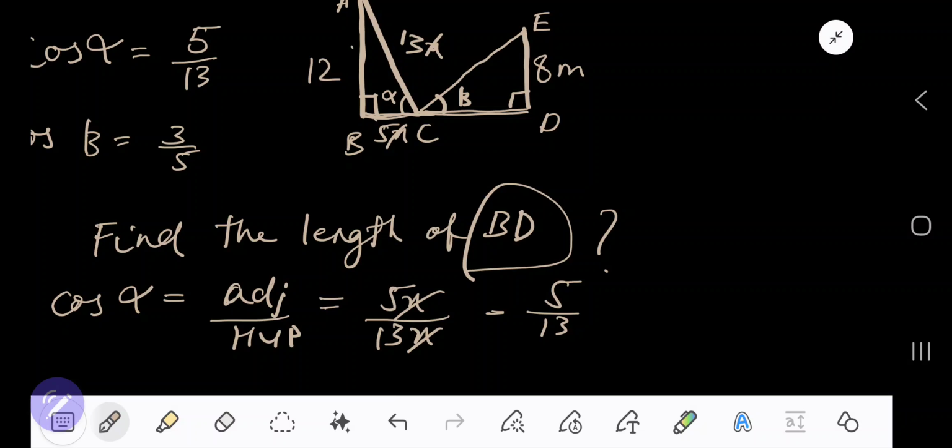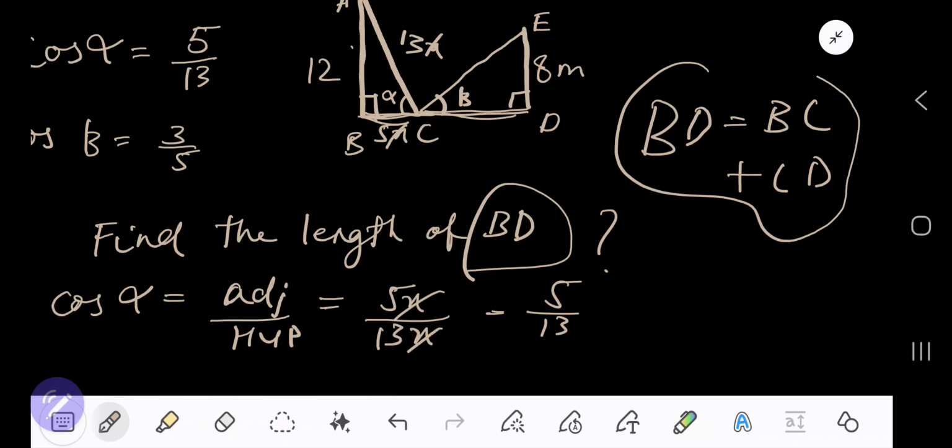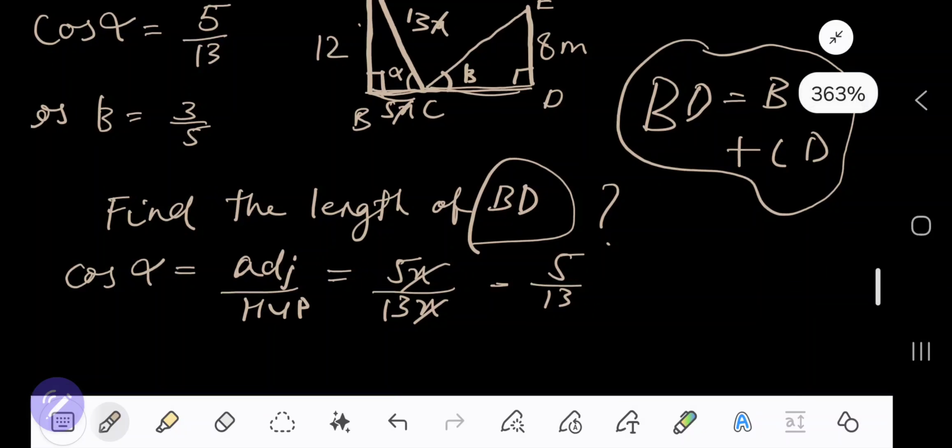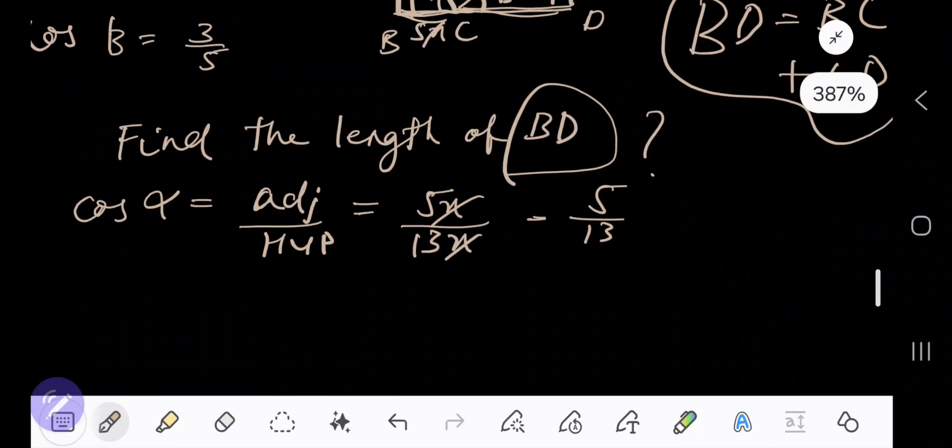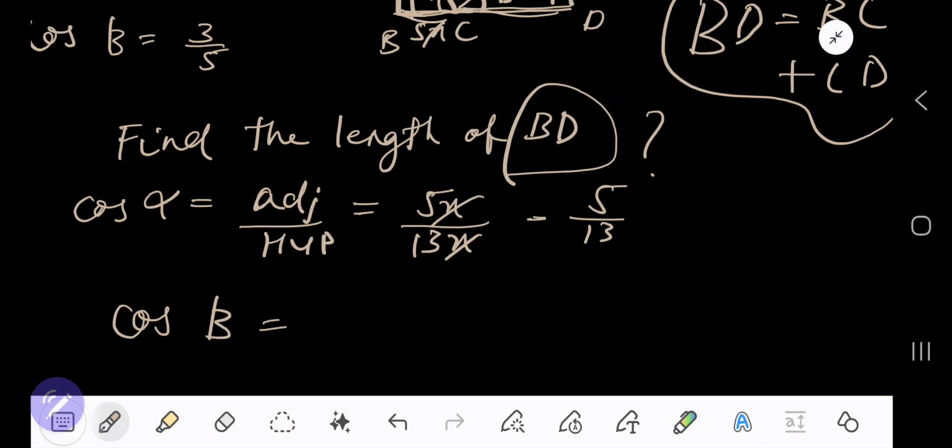So we have to find the length of BD. I'm just going to write here BD equal to BC plus CD, right? BC plus CD is BD. And we already have BC, which is 5. So all we have to find is CD. They've also given us cos beta. Cos beta is equal to 3 over 5.